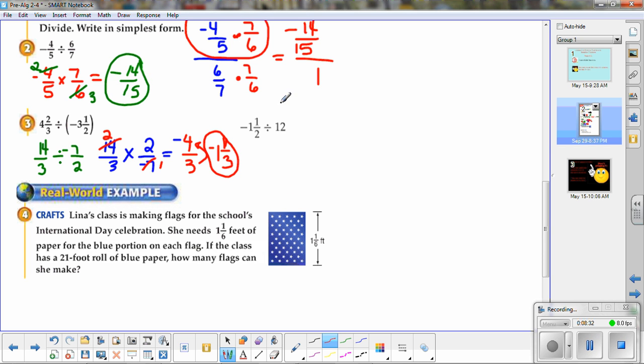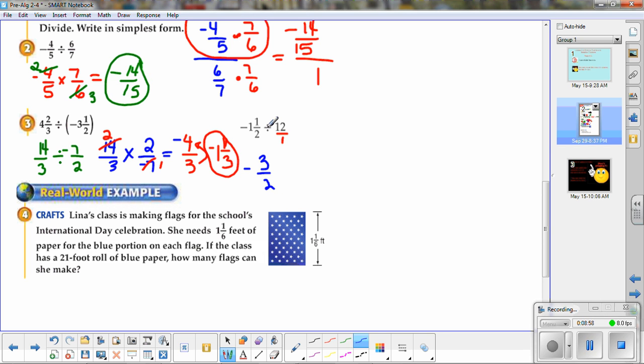I threw an extra example in over here because it has a whole number in it. That whole number can be written as a fraction by putting it over 1. But before we do the keep, change, flip, or dividing fractions easy as pie, we need to first make this mixed number into an improper fraction. 1 times 2 is 2, plus 1 is 3. And since it's negative, I'm going to make sure I write negative 3/2.